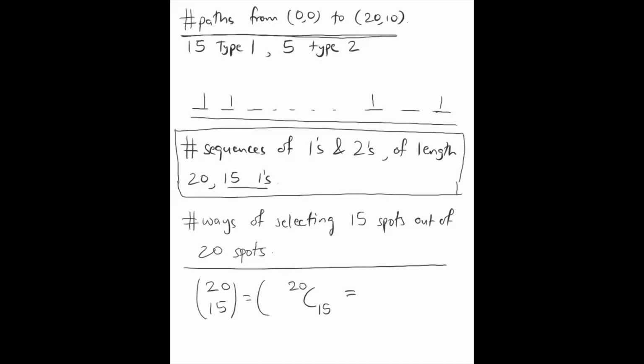And we know how to calculate this using the factorials and everything. So we've got 15 factorial here and 5 factorial. So this is our final answer. So this is the number of paths from 0 comma 0 to 20 comma 10, using only the two movements that we were allowed to.